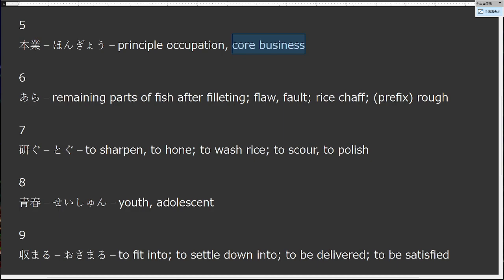Hongyo is someone's principal occupation or the core business of a business. Hongyo, the true business. Someone's true business or a business's true business. Hongyo desu. Hongyo is a core business or principal business.